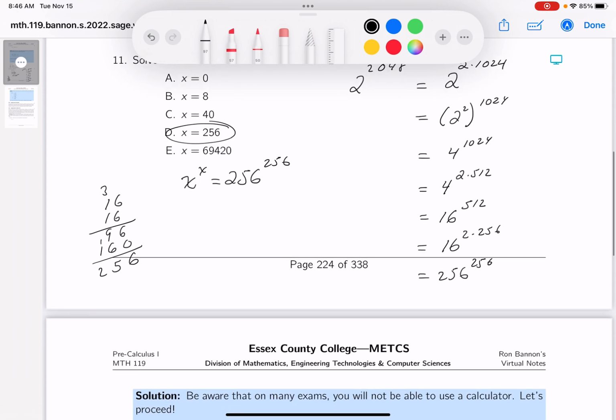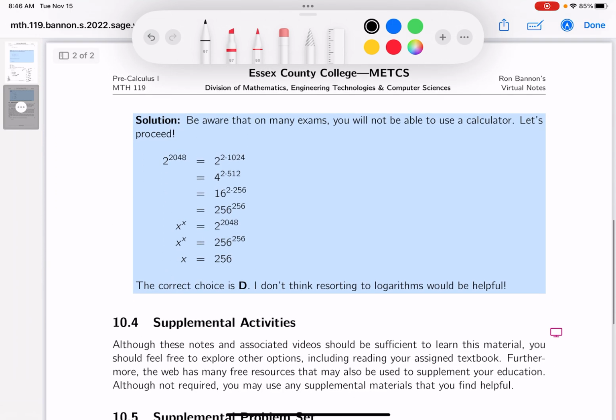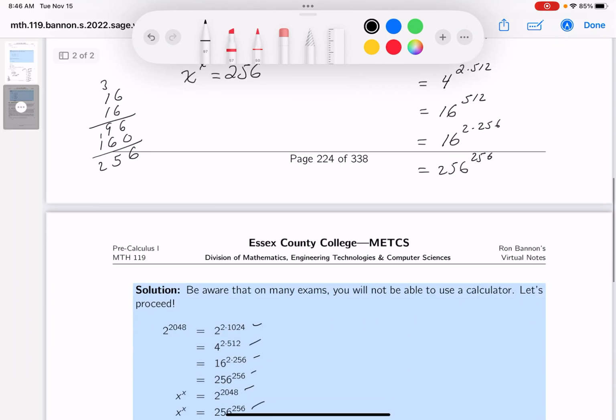All right? Let me go to the key. I want to put in the key, I just do what I said I was going to do. I did all this business over here until I figured it out. So the correct choice is D. Again, that's the choice that we chose, all right?